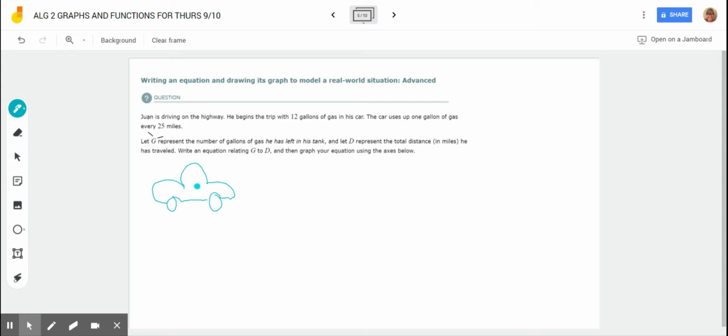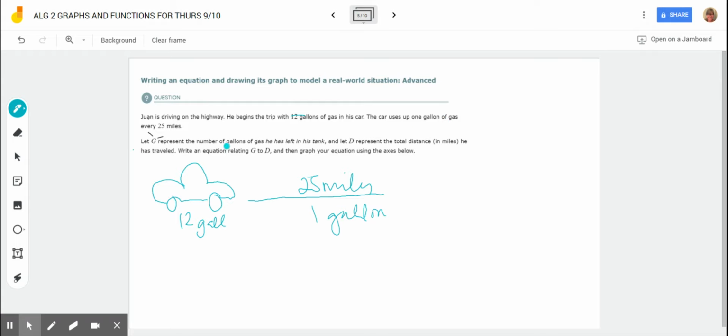He's driving, okay? And think about it. He's starting with 12 gallons. And as he moves along, for every 25 miles, he's going to use up 1 gallon of gas. It gets 25 miles to the gallon. All right, so I want you to note that this is a little different because normally we add b. But in this case, think about it this way. We're starting with the gallons and we are using the gas as we go along. Okay, so the car uses up 1 gallon of gas every 25 miles.